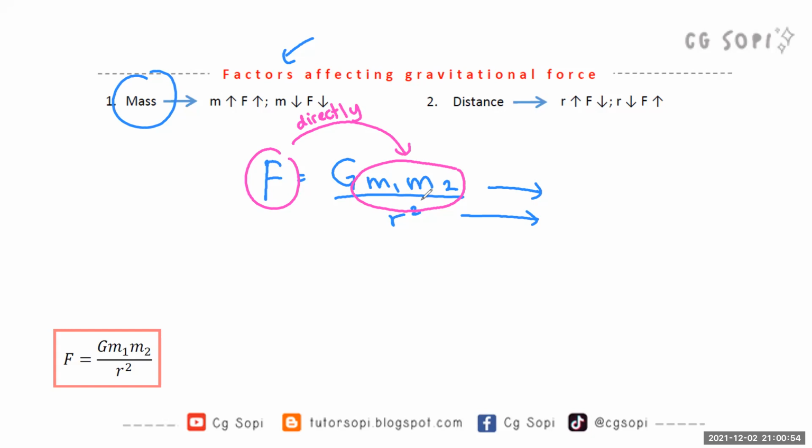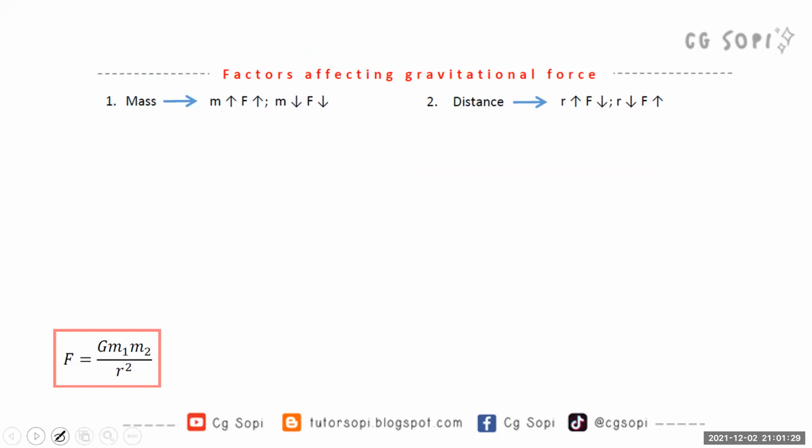Now distance. You can see here F and distance are inversely proportional. When R increases, F will decrease. When R decreases, F will increase. It makes sense because, for example, with two objects, the closer they are, the stronger the force, and the further away they are, the weaker the gravitational force. Anyway, these two are the factors affecting gravitational force. So let's see how they can ask questions related to factors affecting.